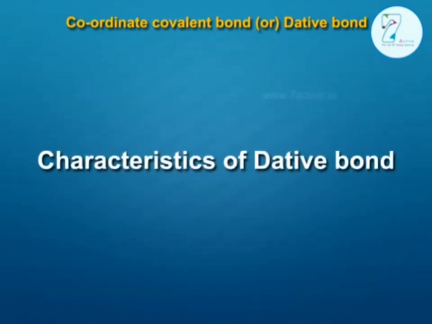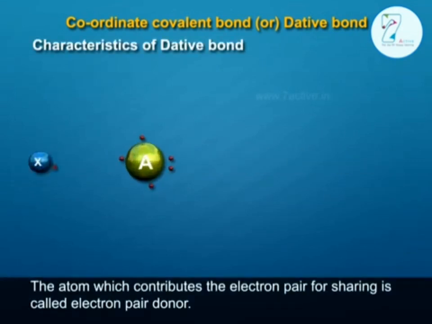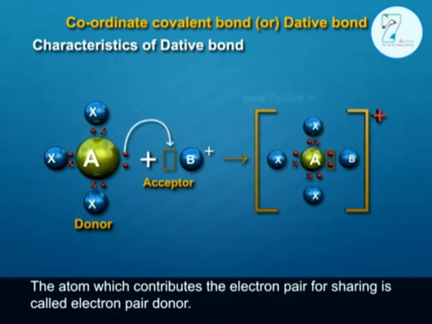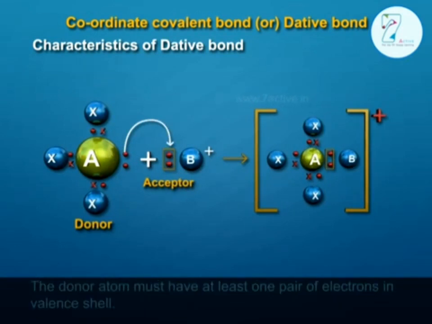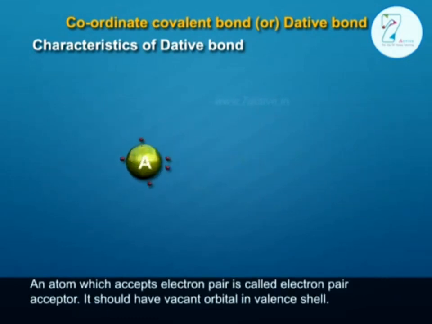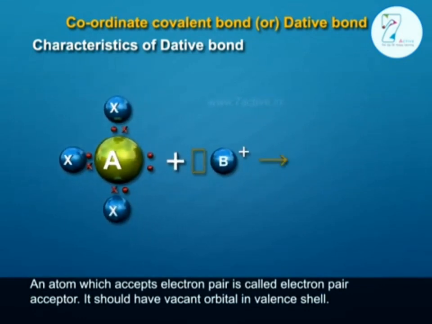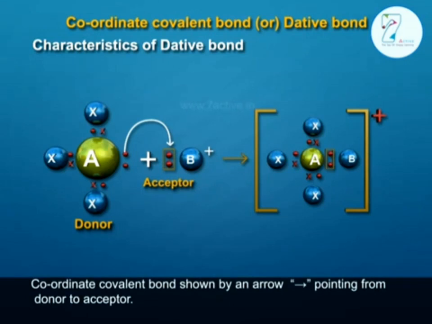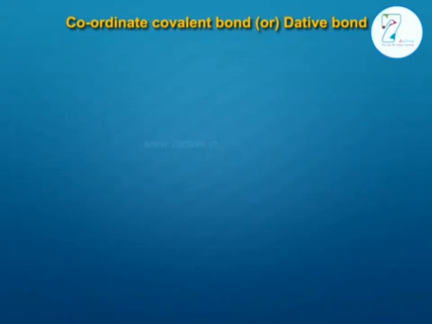Characteristics of dative bond: the atom which contributes the electron pair for sharing is called the electron pair donor. The donor atom must have at least one pair of electrons in its valence shell. An atom which accepts the electron pair is called the electron pair acceptor. It should have a vacant orbital in its valence shell. A coordinate covalent bond is shown by an arrow pointing from donor to acceptor.